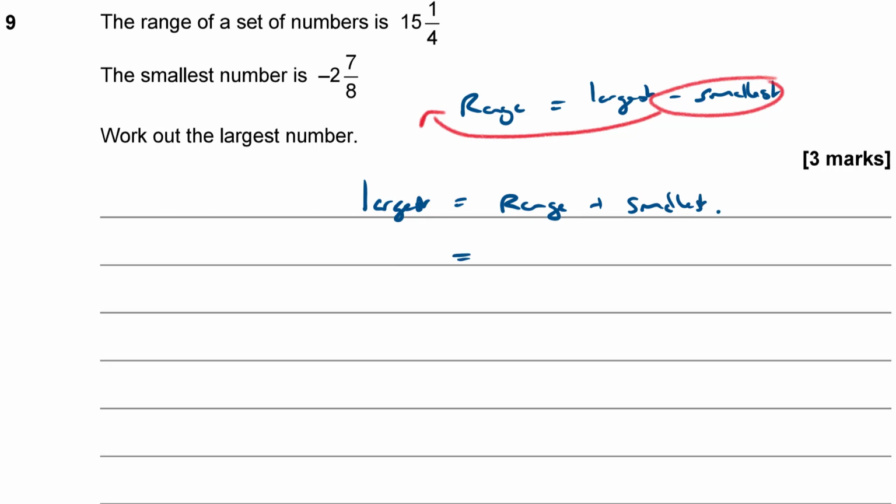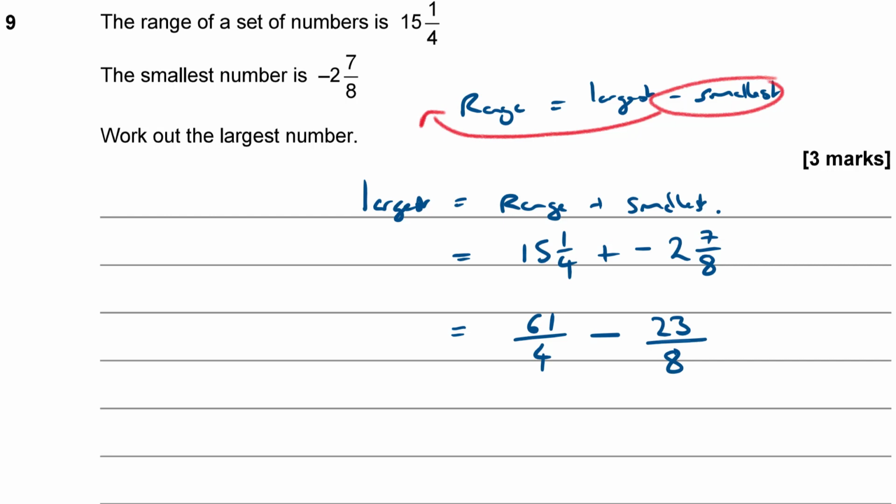So in this case, it's going to be my range, which is 15 1/4, plus my -2 7/8. And now adding a negative is the same thing as taking away. So that is the same thing as those two things subtracted from each other. I'm just going to write them as top-heavy fractions now as well. So 15 fours are 60, plus 1 is 61 quarters. So I've got 61 quarters minus 2 eighths are 16 plus 7 are 23, so 23 eighths.